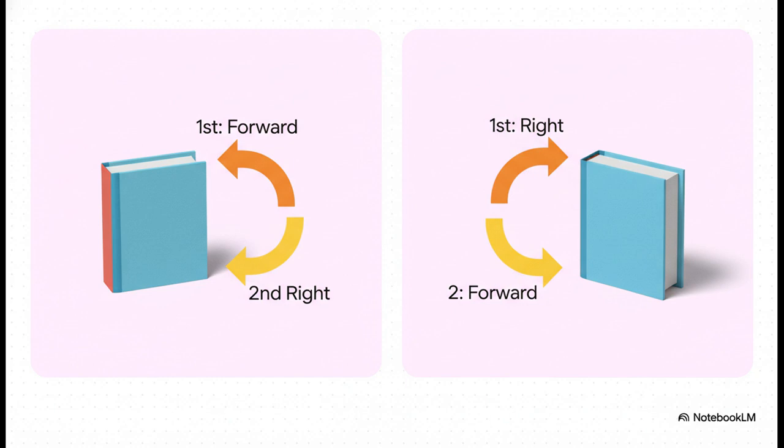Or take a look at this physical example. Grab a book. Rotate it 90 degrees forward, then 90 degrees to the right. See where it ends up. Now reset it and do the opposite order. 90 degrees right first, then 90 degrees forward. It ends up in a totally different orientation. That difference, that little gap between where you expected it to be and where it is, that's non-commutativity in action.